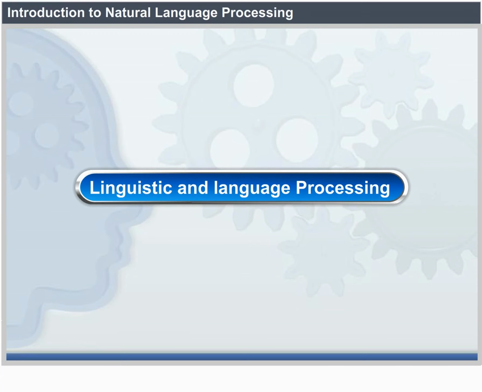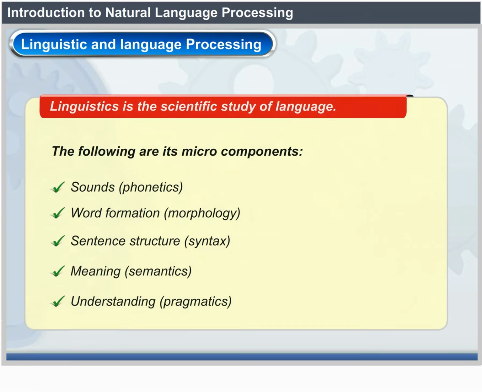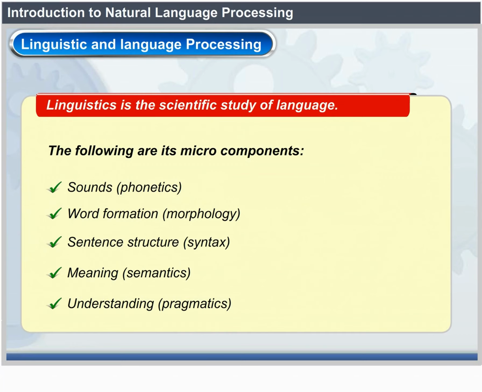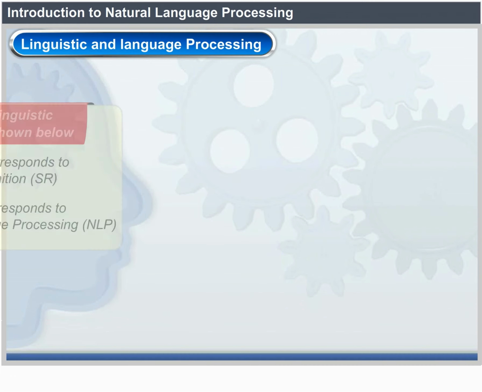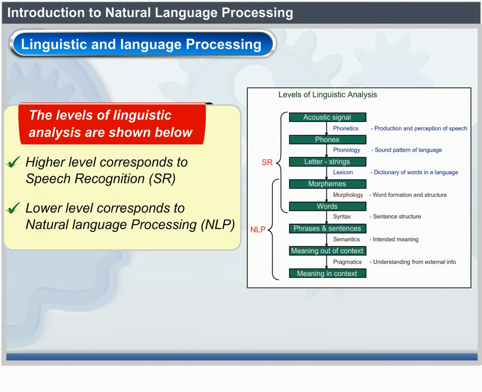Linguistics and language processing. Linguistics is the scientific study of language. The following are its micro-components: sounds, phonetics; word formation, morphology; sentence structure, syntax; meaning, semantics; understanding, pragmatics. The levels of linguistic analysis are shown here. Higher level corresponds to speech recognition, SR. Lower level corresponds to natural language processing, NLP.